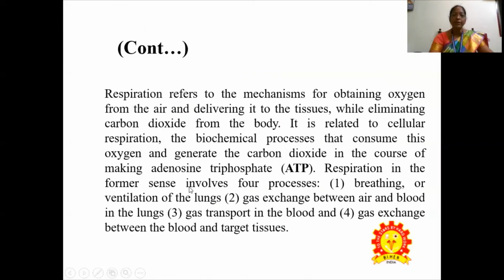So respiration refers to the mechanism for obtaining oxygen from the air and delivering it to the tissues while eliminating carbon dioxide from the body. It is related to cellular respiration, the biochemical process that consumes this oxygen and generates the carbon dioxide in the course of making adenosine triphosphate, ATP. Respiration in the former sense involves four processes: breathing or ventilation of the lungs, gas exchange between air and blood in the lungs, gas transport in the blood, and gas exchange between the blood and the target tissues.